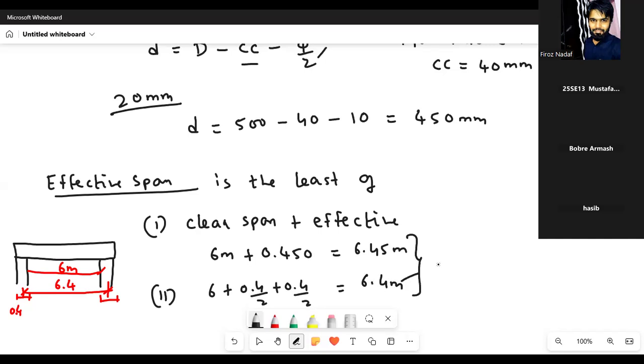So the least of the two values will be your effective span of the culvert, effective span of the bridge. Okay, effective span of the bridge.